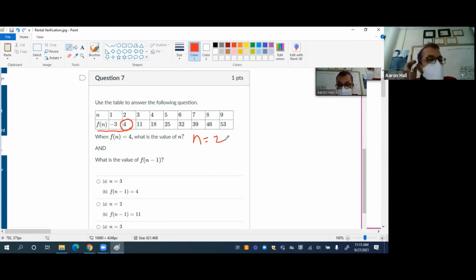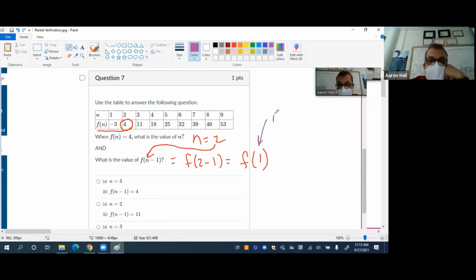So what is the value of f of n minus 1? If n is 2, let's plug that in. That gives us f of 2 minus 1, which is f of 1. What is f of 1? Yeah, this is my n. n equals 1. So let's go over here to my n equals 1. So the answer is -3. So we have f of 1 equals -3.